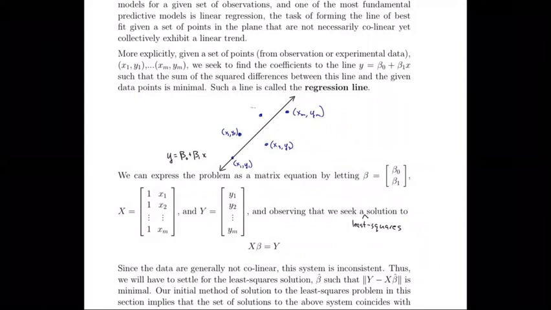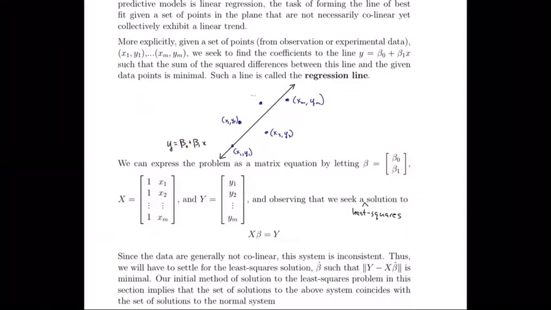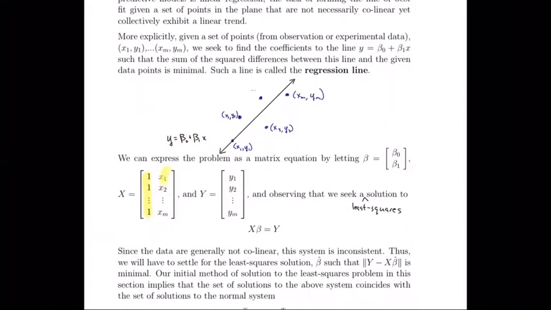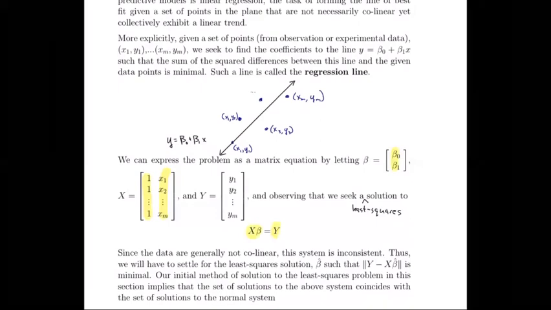So here's some notation. We don't know these coefficients, beta naught and beta 1. That's our goal. So we write beta naught and beta 1 as a vector, a 2x1, and we write our x as a matrix, with rows 1, x1 down to 1, xm, and y as y1 through ym. What we realize is that if we take this matrix times this vector, beta naught, beta 1, we're actually getting our output y.